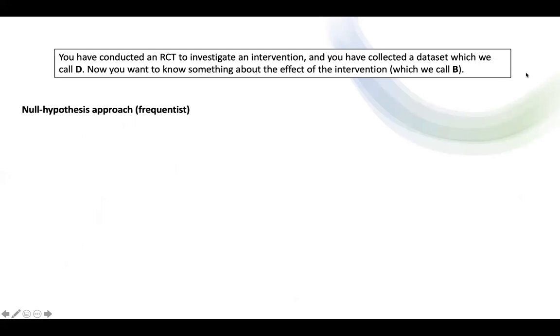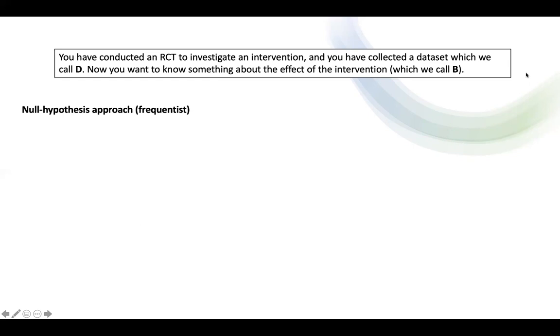First of all, you conducted a randomized control trial to investigate an intervention. You collected a data set, which we will now call D. So capital D is your Excel sheet. It has all the baseline data, all the follow-up data and everything. That's your capital D. And now you want to know something about the effect of the intervention.